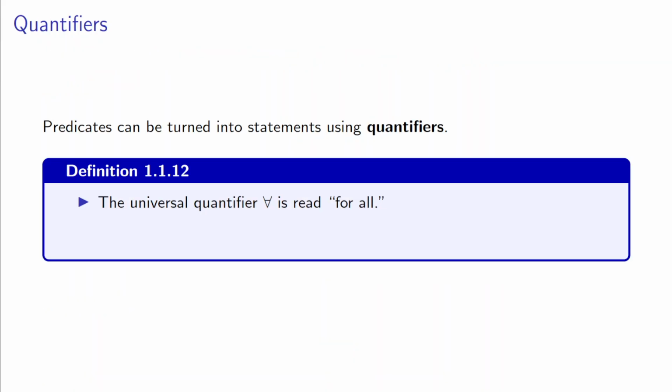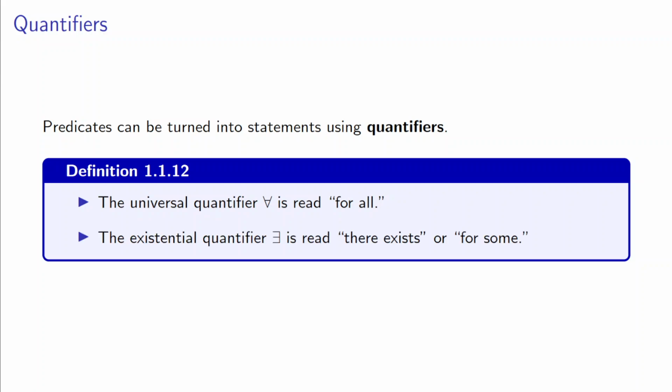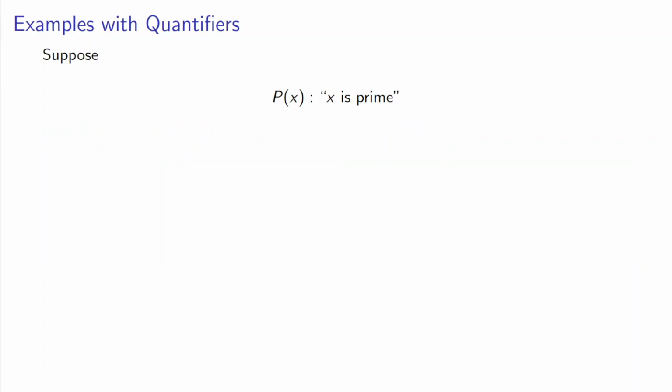Predicates can be turned into statements using quantifiers. So we have two quantifiers. The universal quantifier, this upside down A, is read "for all." And then the existential quantifier, this backwards looking E, we say "there exists" or "for some."